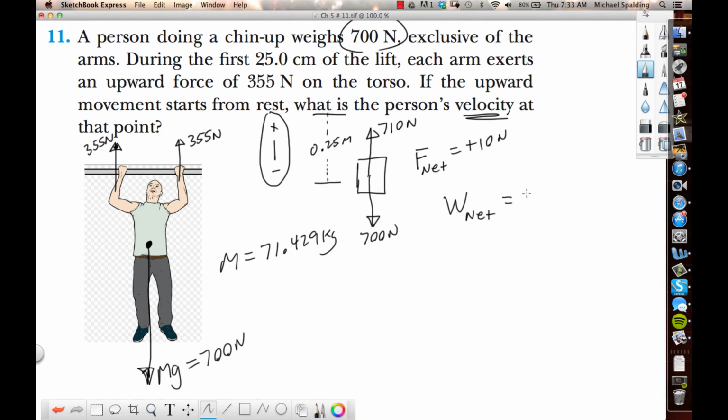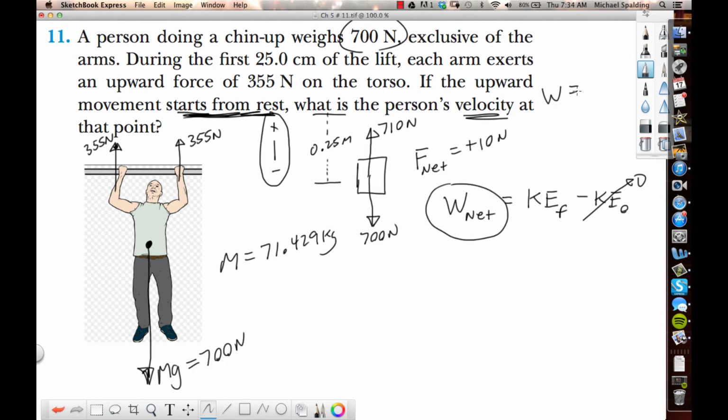The net work on an object always equals the change of kinetic: kinetic final minus kinetic initial. So the problem tells us that he starts from rest. So if he starts from rest, what's the initial kinetic? 0. There is no kinetic because he starts from rest. All right?